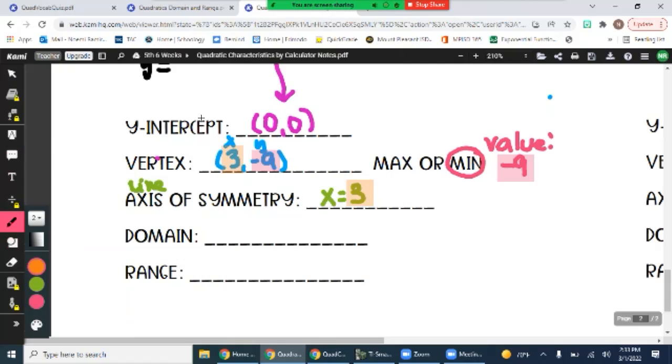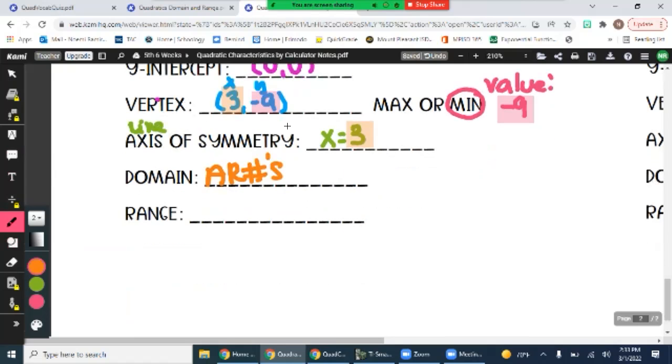Domain. Domain is going to be what? All real numbers. We went over why that is. We went over why it's all real numbers yesterday. Range. Range is tougher, but it makes it so much easier when you label minimum and maximum. We always write the domain and the range from minimum to maximum, from lowest to highest.